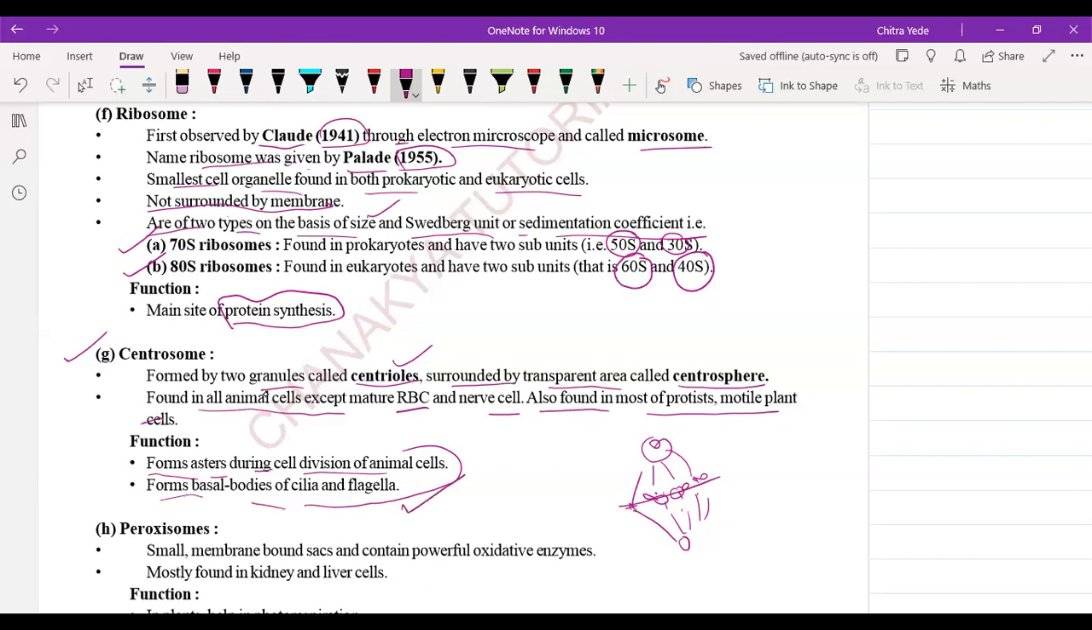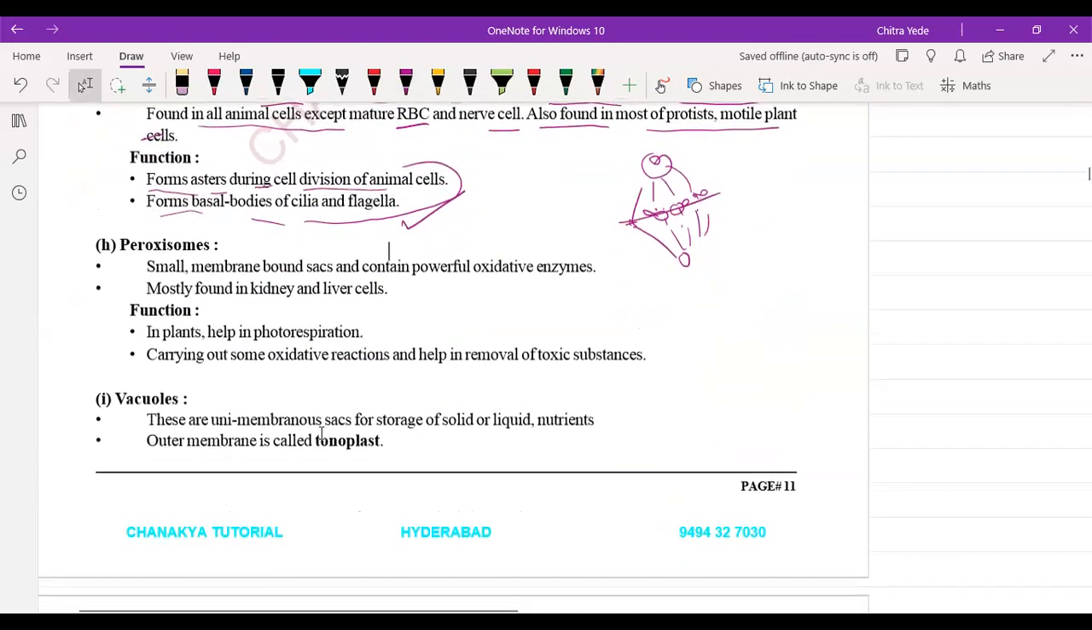Then we have peroxisomes. They are small membrane-bound sacs containing powerful oxidative enzymes, mostly found in kidney and liver cells of animals. In plants, it helps in photorespiration and carrying out some oxidative reactions. They are filled with oxidative material, so they help in oxidative reactions and in removal of toxic substances from the body.